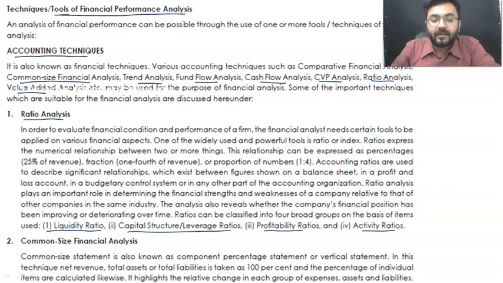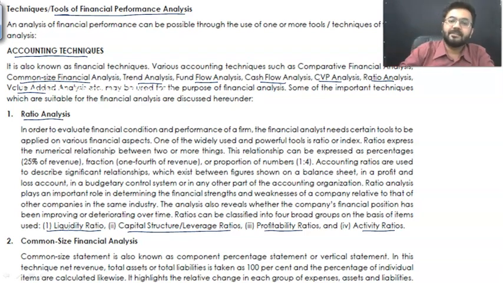And next is activity ratio. Activity ratio means efficiency ratios, in order to check the efficiency of how a particular asset or the resources of the company are working. Right? So moving ahead, the next part is all about common size financial analysis.